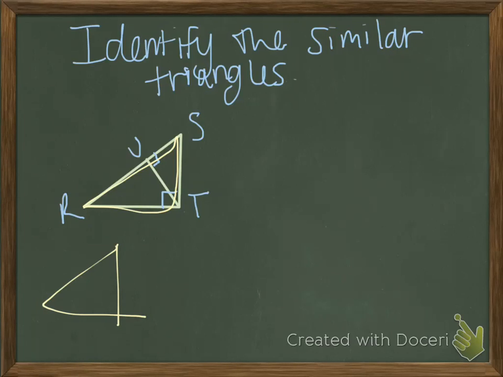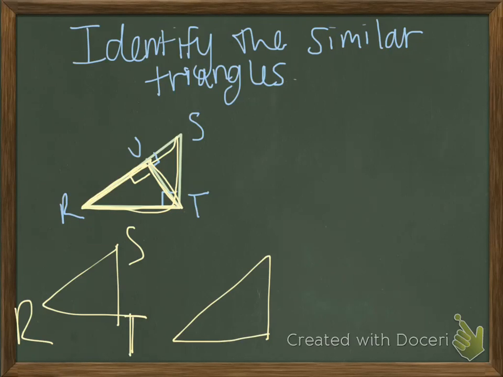We have T, S, and R. Now, it might be easiest if you outline which triangle you're looking at. So now we're looking at our medium-sized triangle. And the right angle is going to be at U. And then it's going to go up to T and over to R.